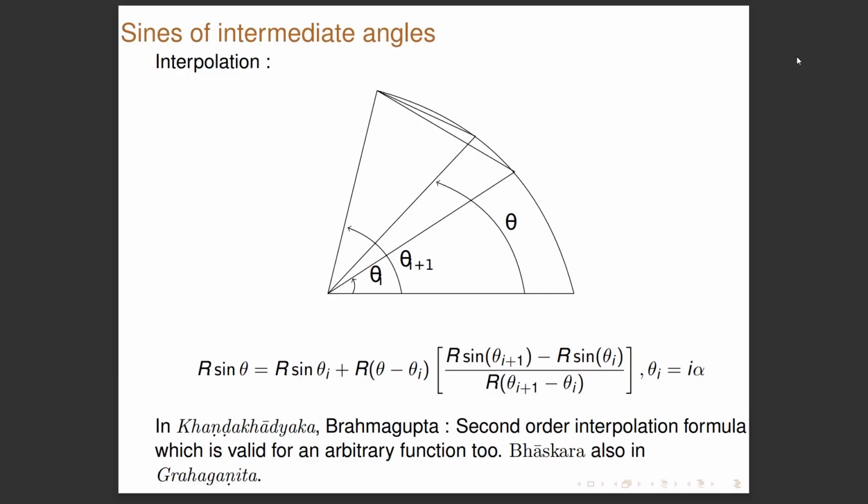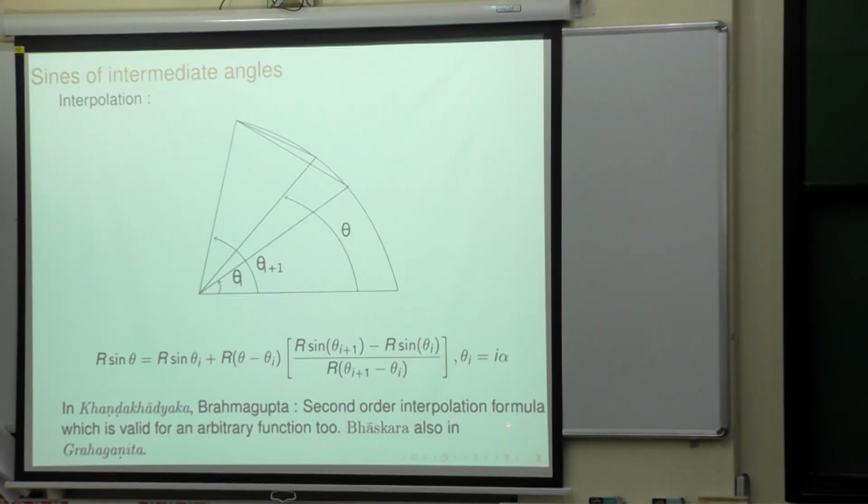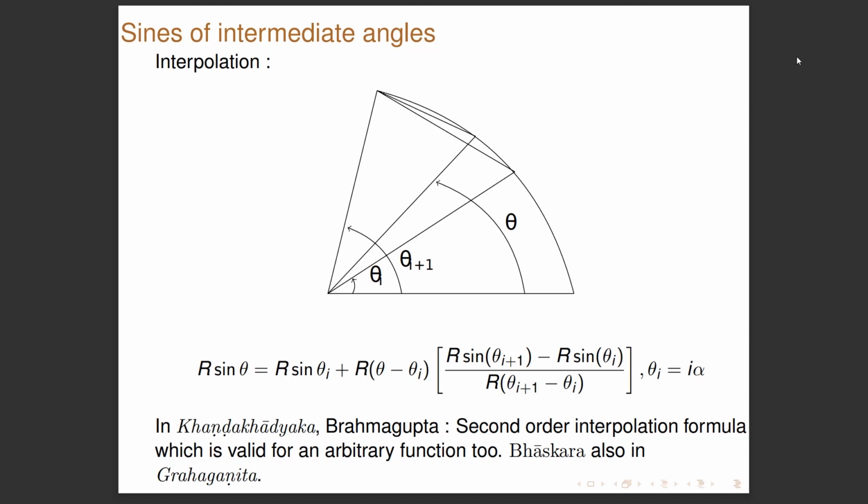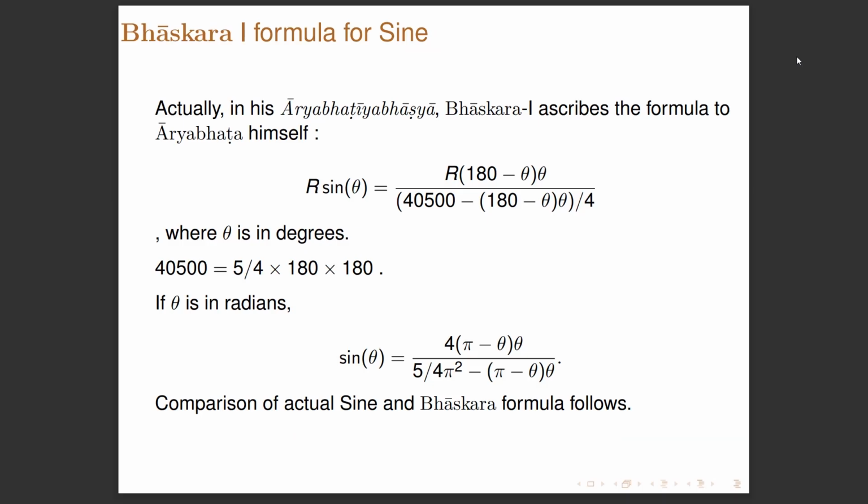But what is amazing is that in the Khandakhadyaka of Brahmagupta, in the 7th century, he gives a second order interpolation formula. This one is only correct to first order. I don't know whether you have heard of Taylor series. This is basically the first order Taylor series, if you consider this as some derivative. So this is the second order thing he gives. I'm coming to where exactly they started this calculus business.